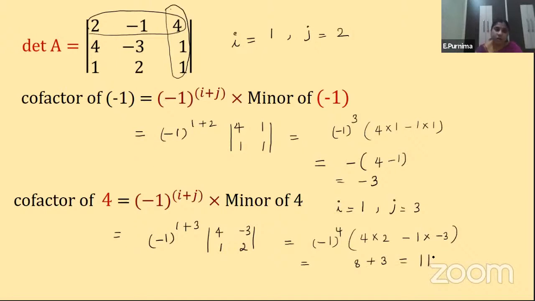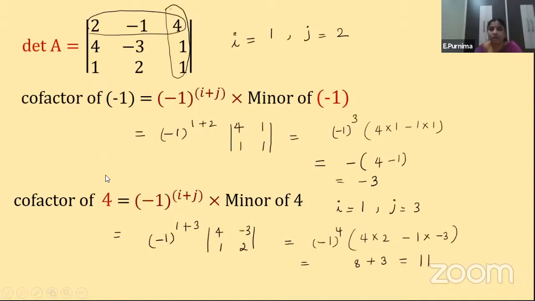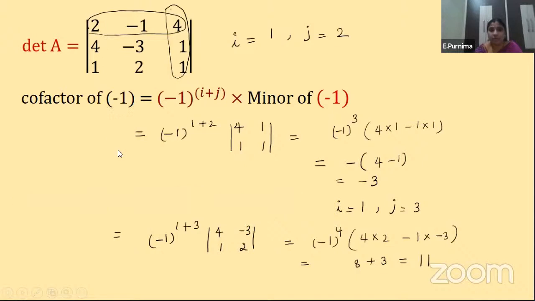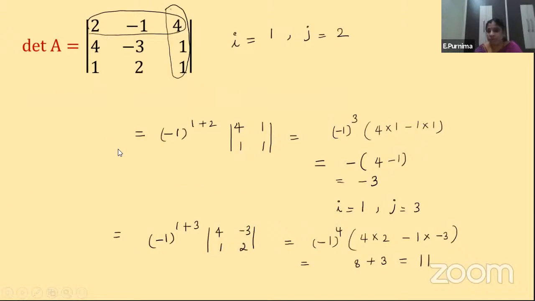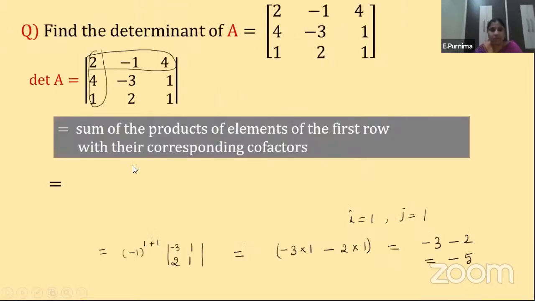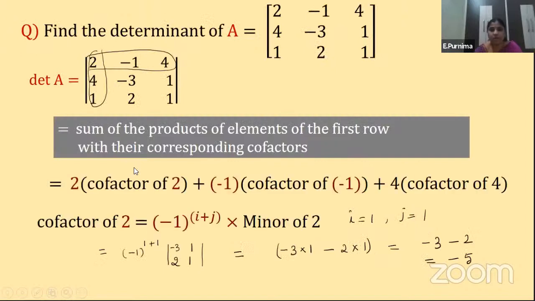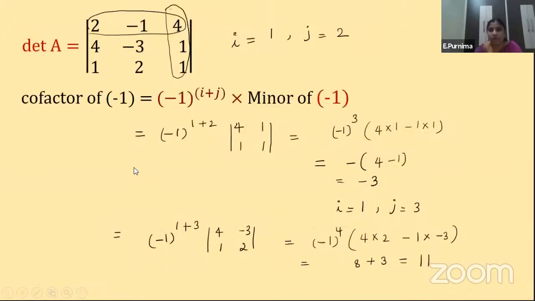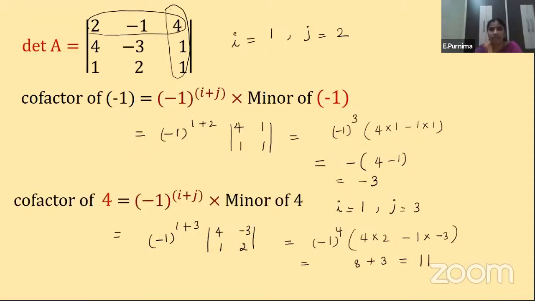Clear? Now we have got all the cofactors, isn't it? So now we have got all the cofactors of the 3 elements of the first row. Cofactor of 2, how much did we get? We got minus 5. Yes? Cofactor of 2 is minus 5. Cofactor of minus 1 is minus 3. Let me write here, cofactor of 4 is 11 we got. Yes?